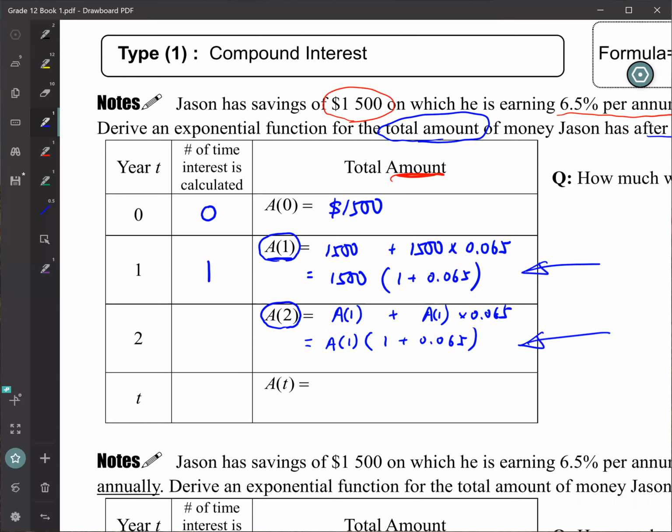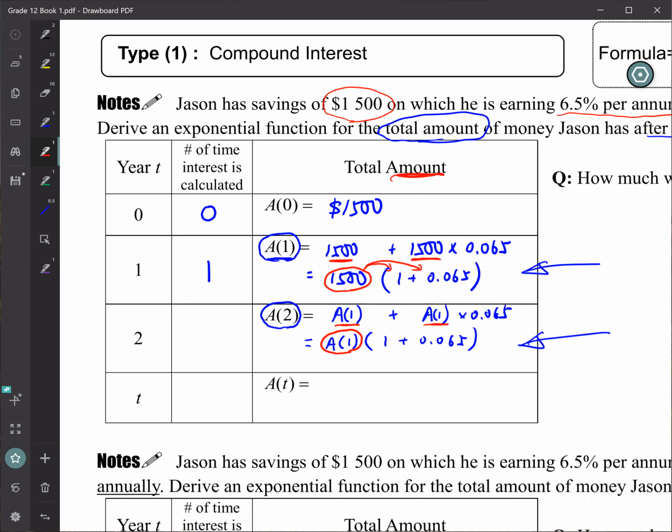Yeah, okay. What we did is I factored it out like GCF. You have 1500, you have 1500 as well, right? So I factored the 1500 outside. If you multiply back in, you get the same thing back. Make sense? Okay. So all I did is factoring. Same with the next box. I have A1, so I factor out the A of 1, the amount after 1 year. Got it? Okay.